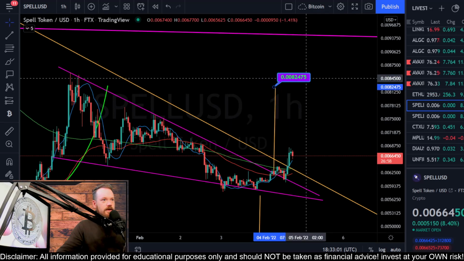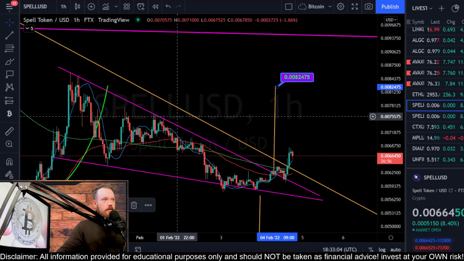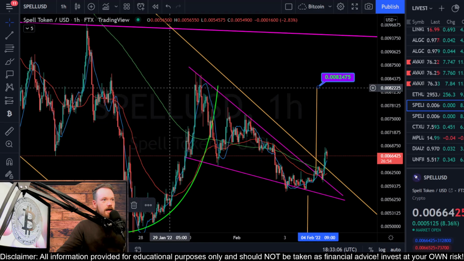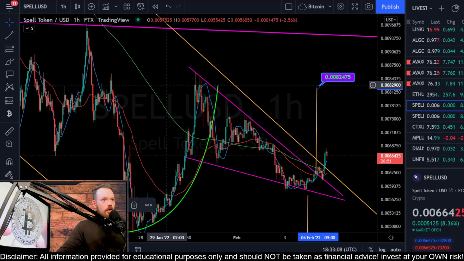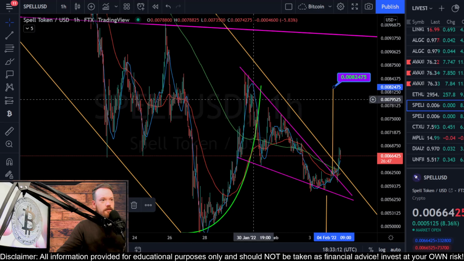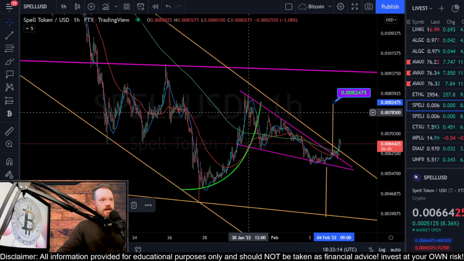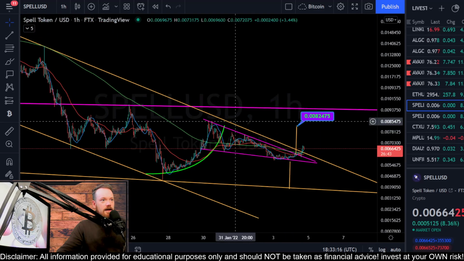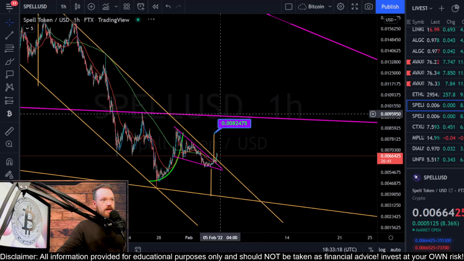Okay, right there at about 0.00825 or so is going to be your target. And if you look, that lines you up right here with your previous candle closes on this first move to the upside. So that would be a nice retest of that. But that could easily be broken here, guys. We'll talk about this resistance here too next.